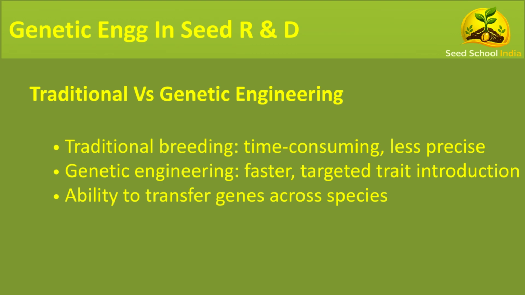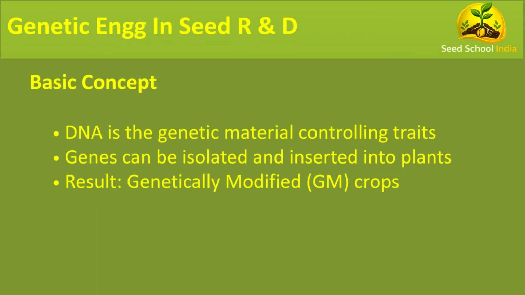To understand genetic engineering, it is important to first understand DNA, which carries the genetic instructions for all living organisms. Genes are segments of DNA that determine specific traits. In genetic engineering, scientists isolate a gene responsible for a desired trait and insert it into the genome of a target plant. The plant then expresses this trait, resulting in a genetically modified crop.